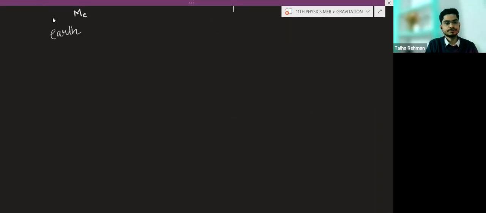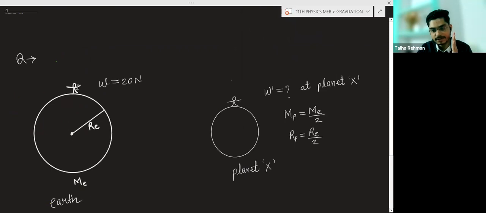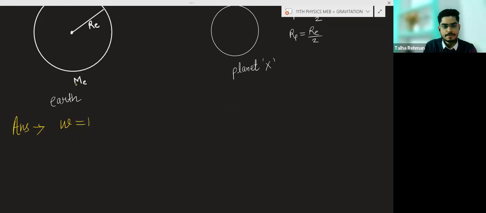So what is weight? If you want to find weight here, you take the mass of the person multiplied by the acceleration due to gravity here. So weight is m into g, and this is given as 20. So 20 is equal to mg.